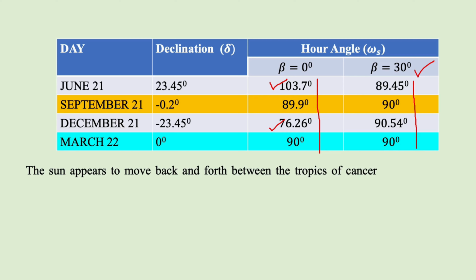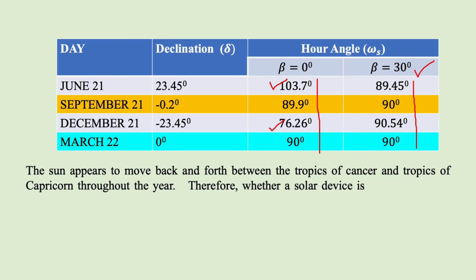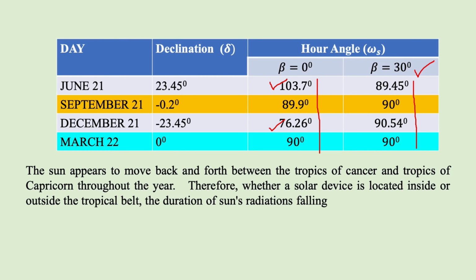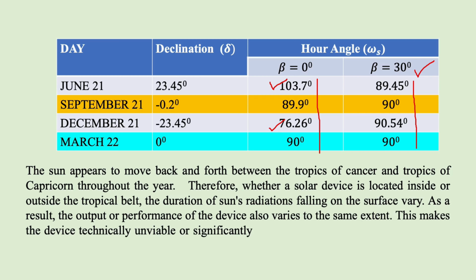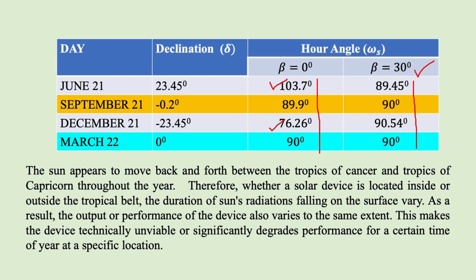The sun appears to move back and forth between the Tropic of Cancer and the Tropic of Capricorn throughout the year. Therefore, whether a solar device is located inside or outside the tropical belt, the duration of the sun's radiation falling on the surface varies. As a result, the output or performance of the device also varies to the same extent. This makes the device technically unviable or significantly degrades performance for a certain time of year at a specific location.